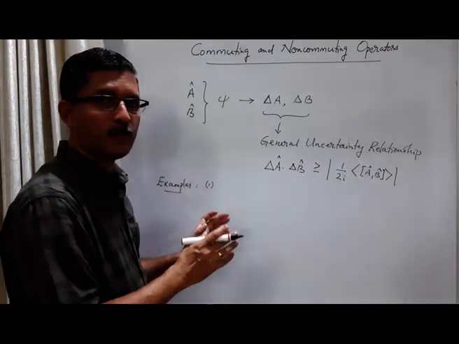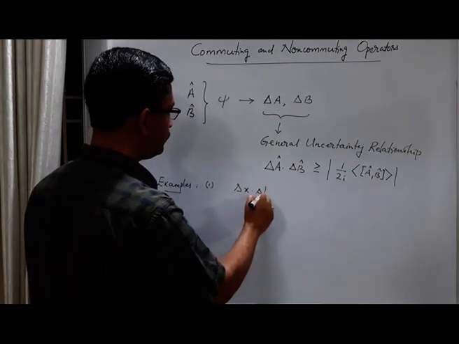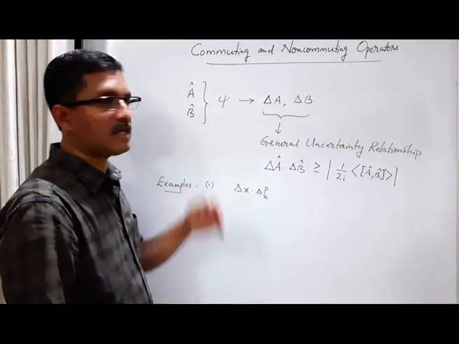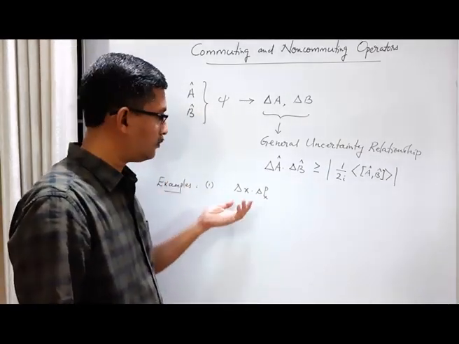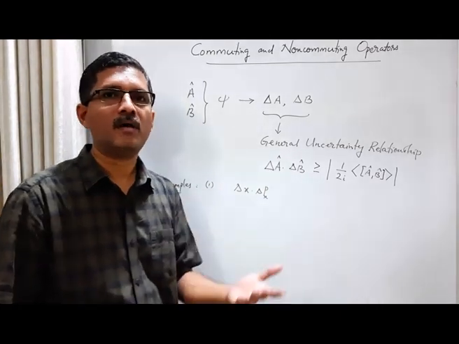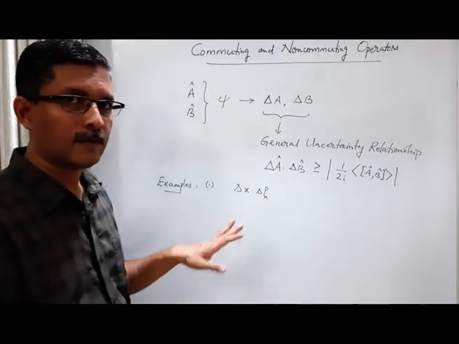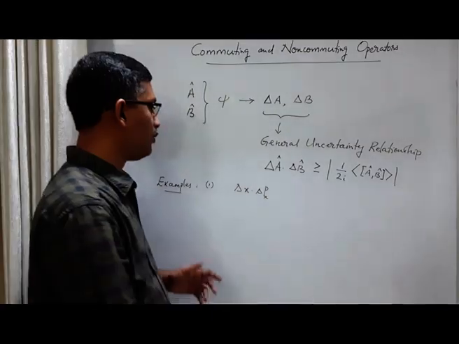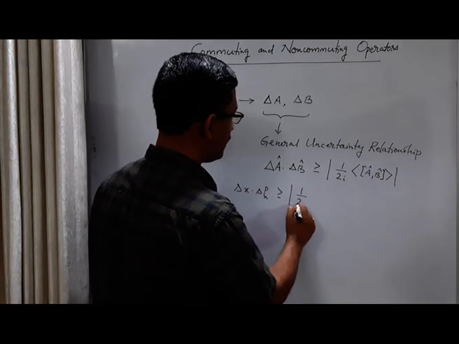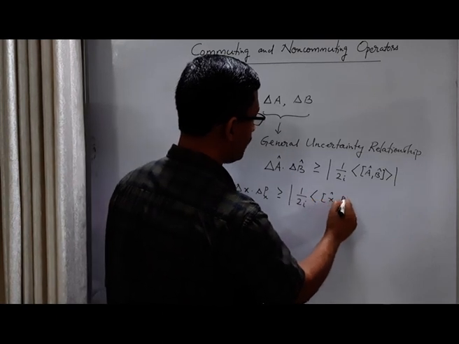Consider position and linear momentum. So, we have delta x into delta px measured in some state psi, which is not an eigenstate of these two. For example, the stationary state of hydrogen atom, and we measure position and linear momentum of electron. It's not an eigenstate of either position operator or linear momentum operator. So what you get is, this is greater than or equal to modulus 1 by 2i expectation value of x comma px.